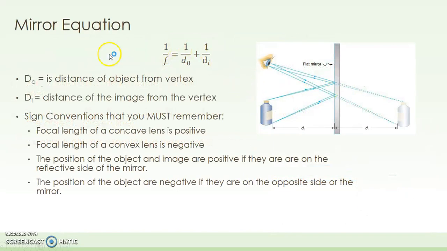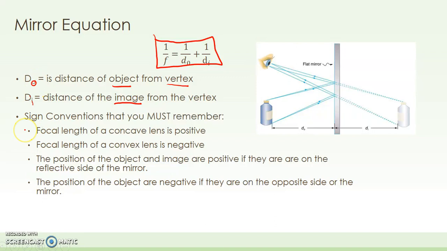All right, here is the mirror equation that we're going to be using to do some of the practice problems with. So make sure you have that in your formula sheet. Make sure that you know that DO is the distance of the object from the vertex, and DI is the distance of the image from the vertex. So we have an object and an image. That's what the O and the I stand for.